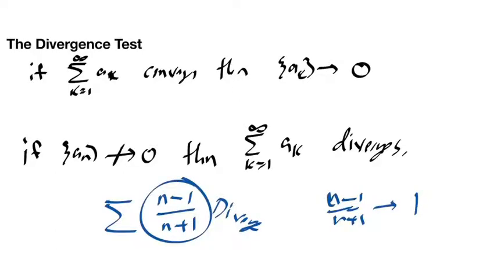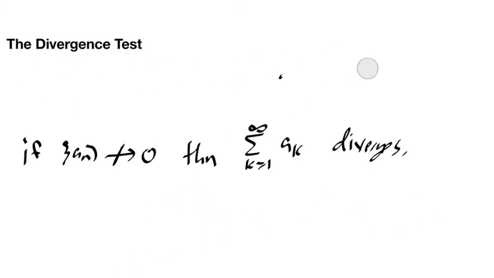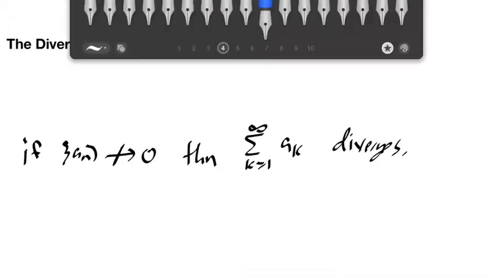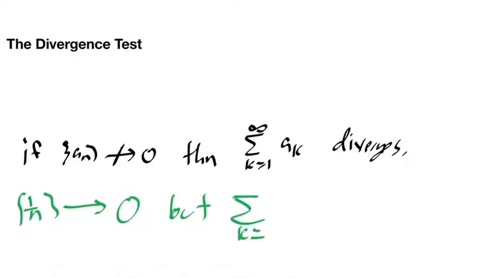Now, however, what we saw earlier with the harmonic series says that the converse of this theorem is false. So let me write down my false theorem and just say, notice 1 over n does converge to 0, but that sum still diverges.